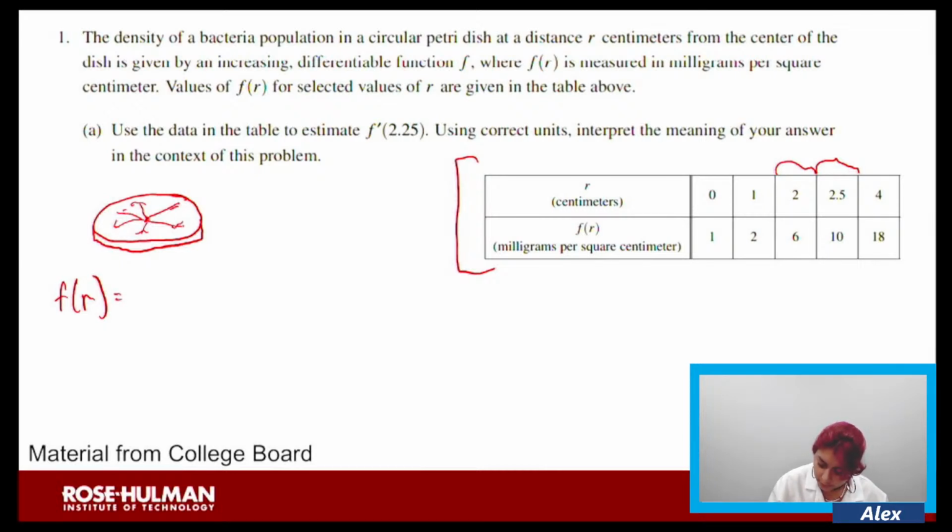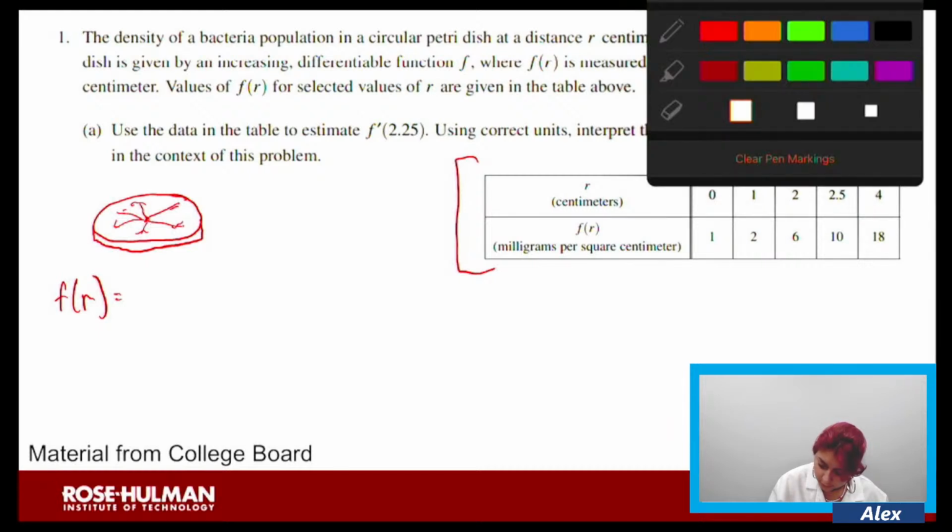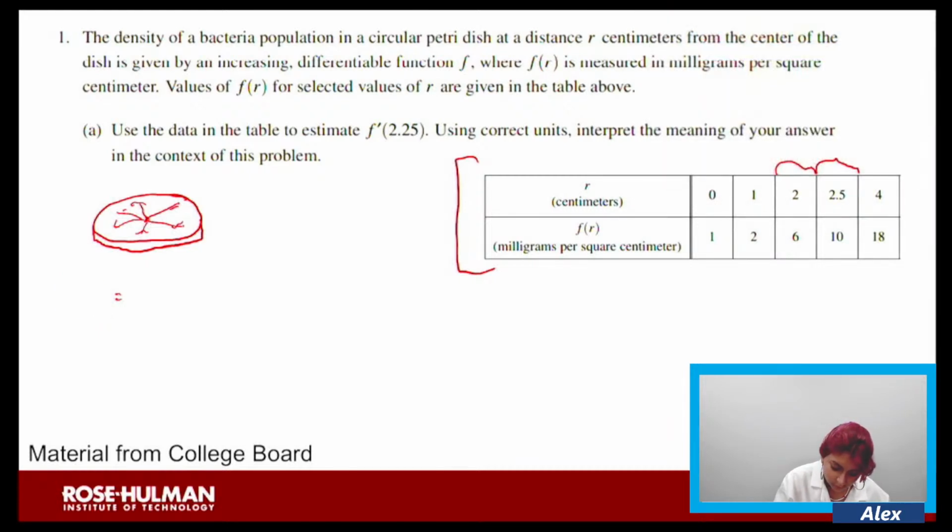Let me get my eraser real quick. Can I see the answer for this one real quick?